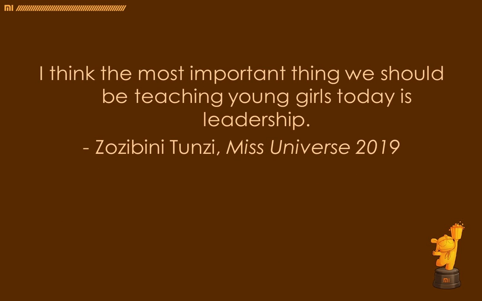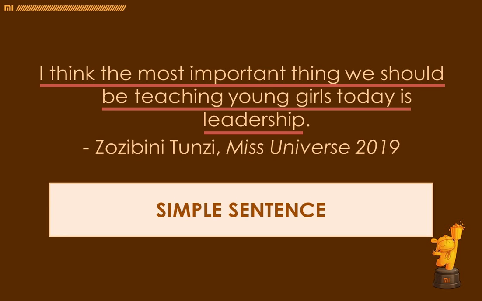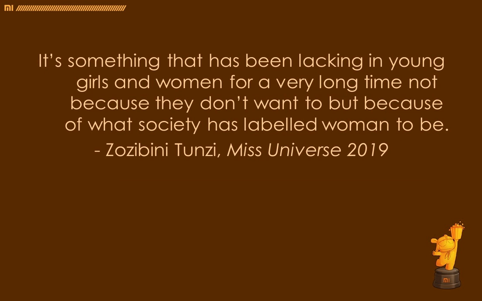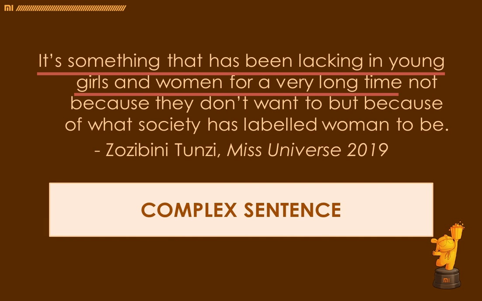Number 1. I think the most important thing that we should be teaching young girls today is leadership. Since there are no coordinating or subordinating conjunction that introduces this statement, we can say that this is a simple sentence. Number 2. It's something that has been lacking in young girls and women for a very long time, not because they don't want to, but because of what society has labeled women to be. This sentence is a complex sentence.